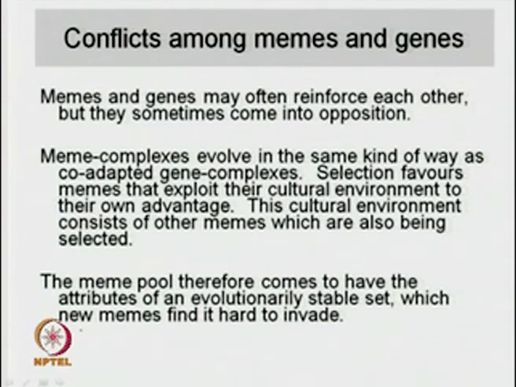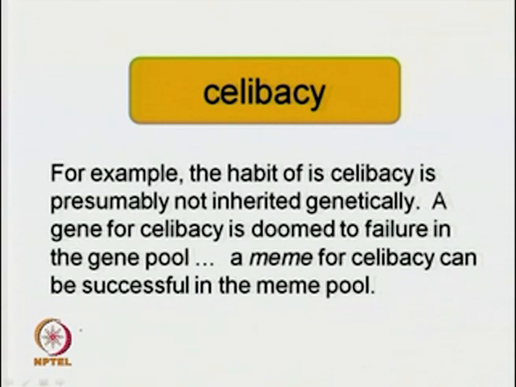Meme complexes evolved in the same kind of way as co-adapted gene complexes, that is what we have seen. Selection favors memes that exploit the cultural environment to their own advantage, and the God meme, for instance, is an example of a meme being able to exploit its cultural environment, which Dawkins identifies as an environment of fear of the unknown, fear of death, fear of loss, grief, etc. And this is how memes, as he says, fortify themselves. But he says that it is not necessary that memetics and genetics have to go together.